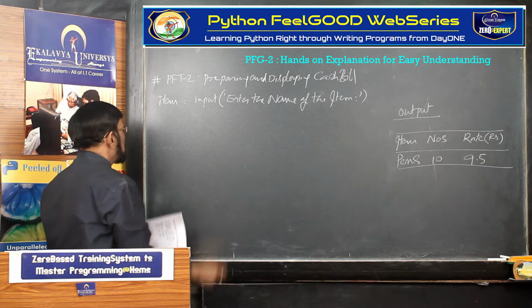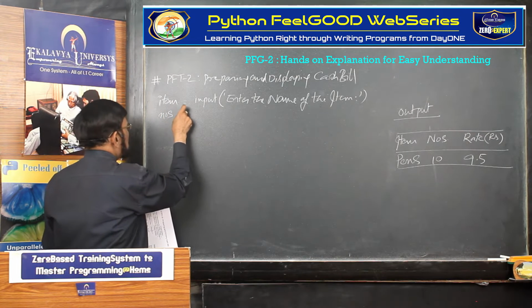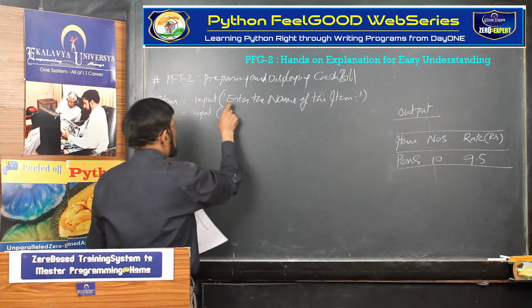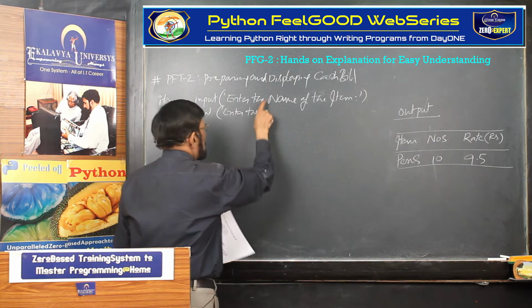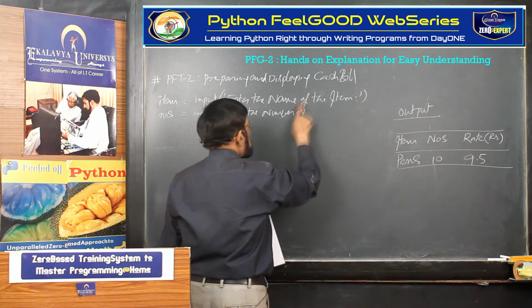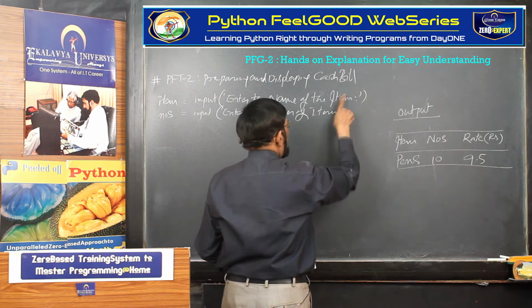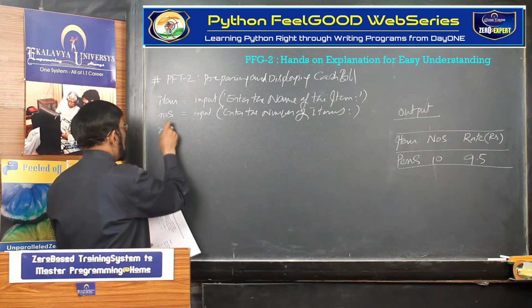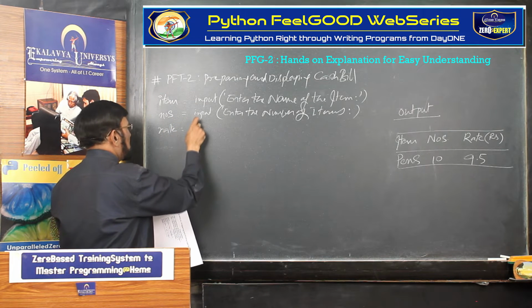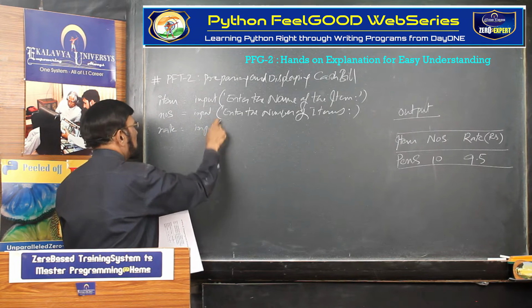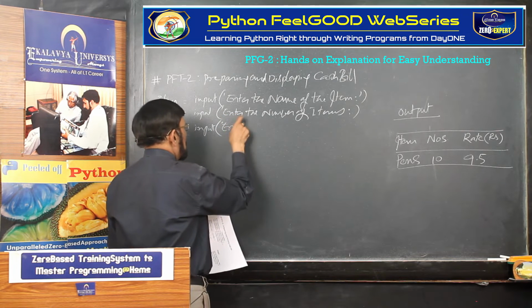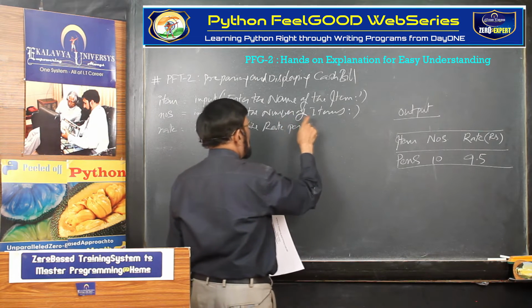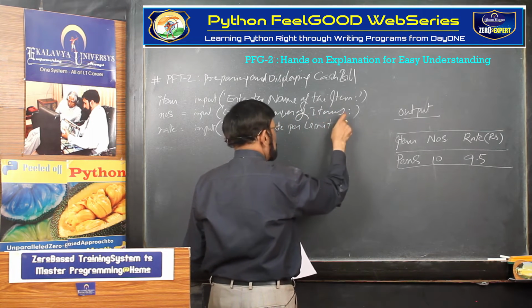Thereafter, second one is numbers. Numbers input, enter the number of items. Okay. What is the third one? A rate. Rate per unit. So input, enter the rate per unit. Otherwise, without confusion, you may write here.